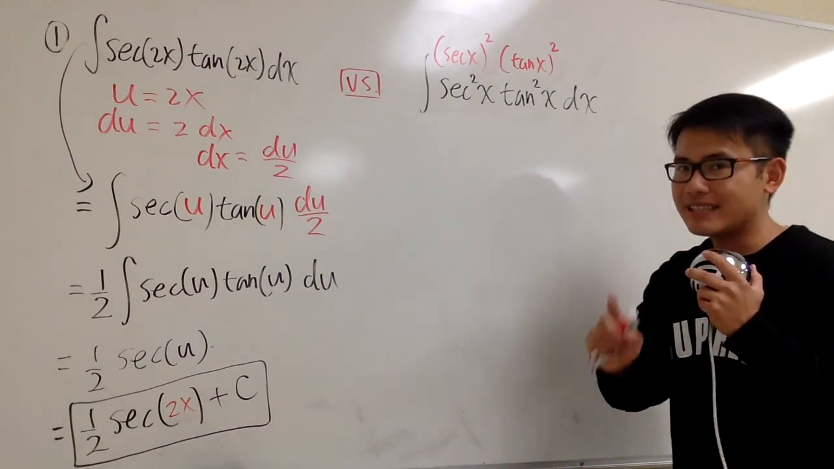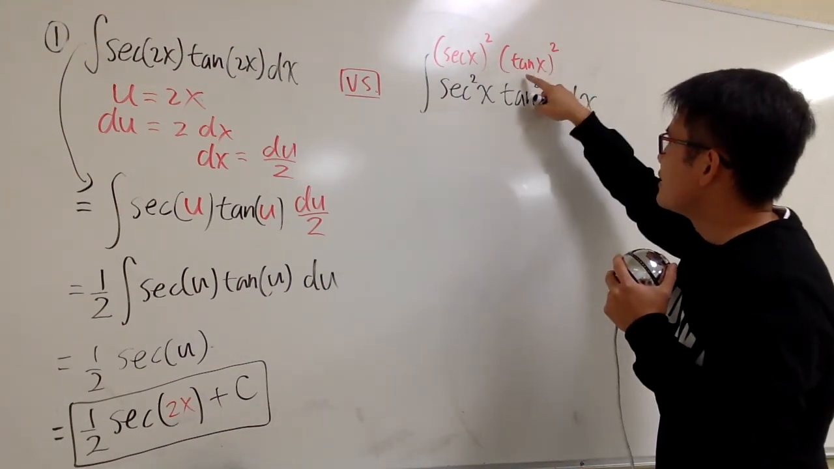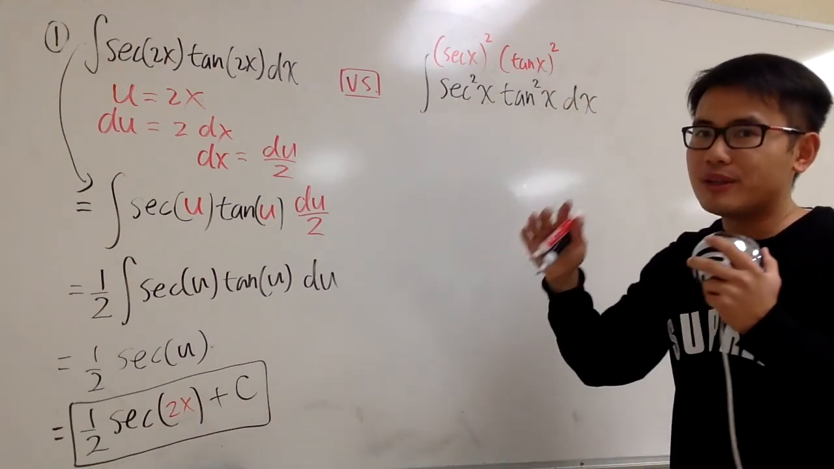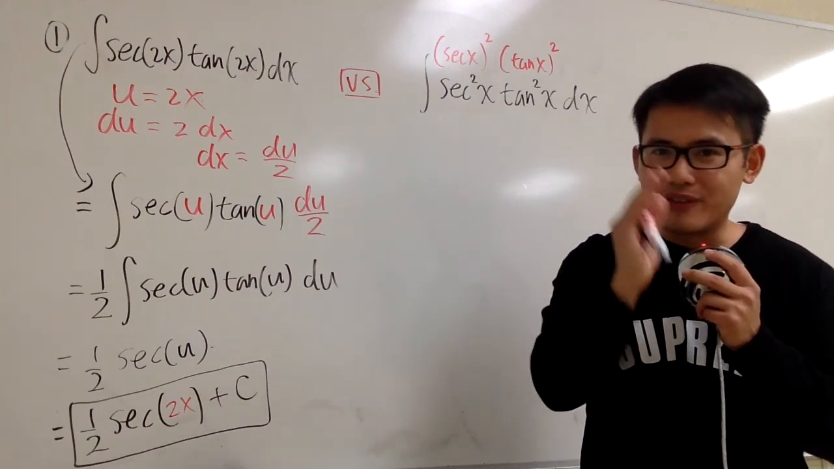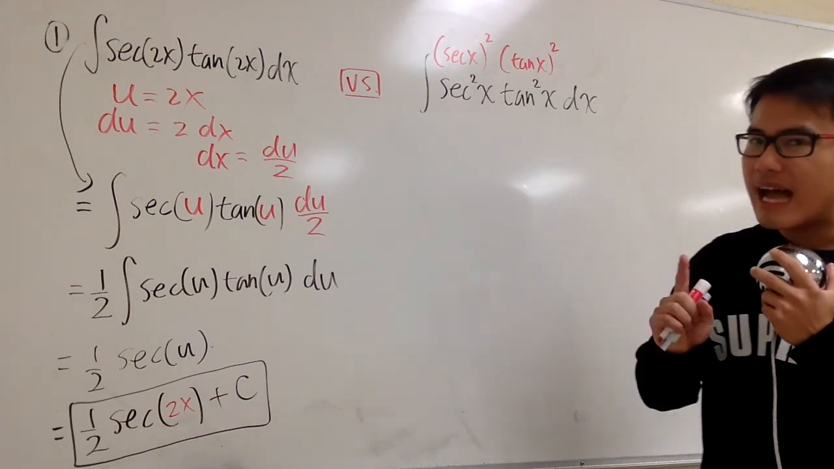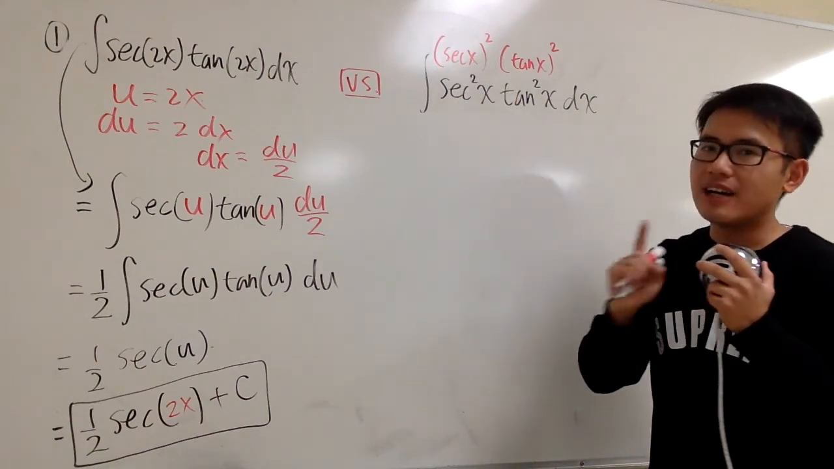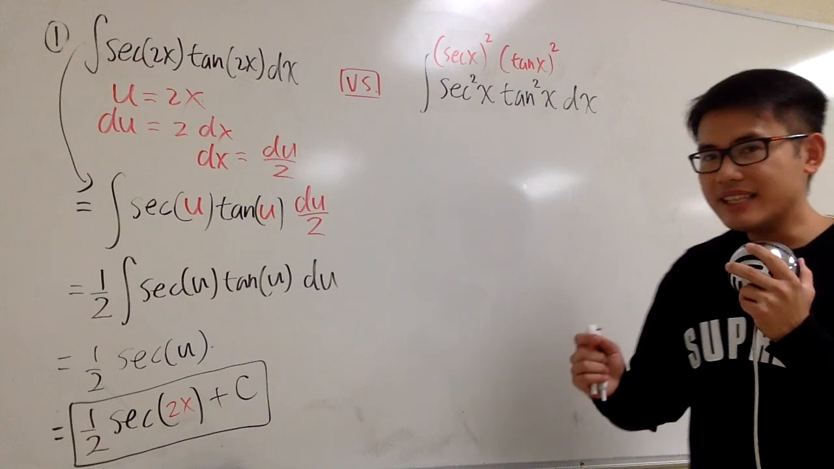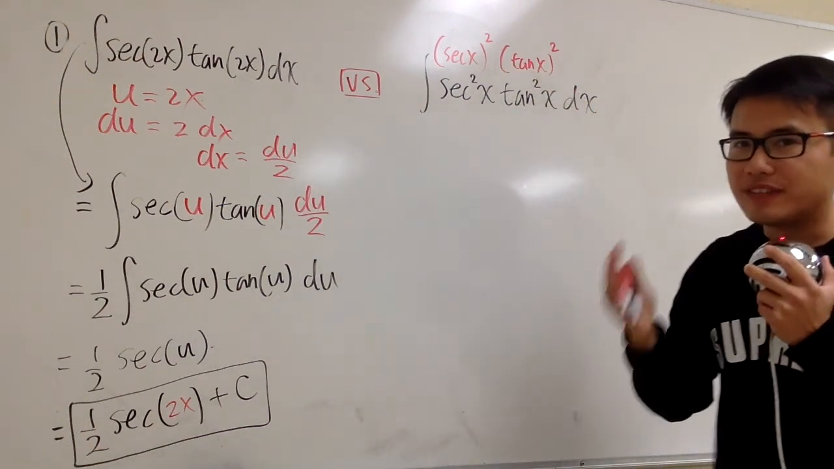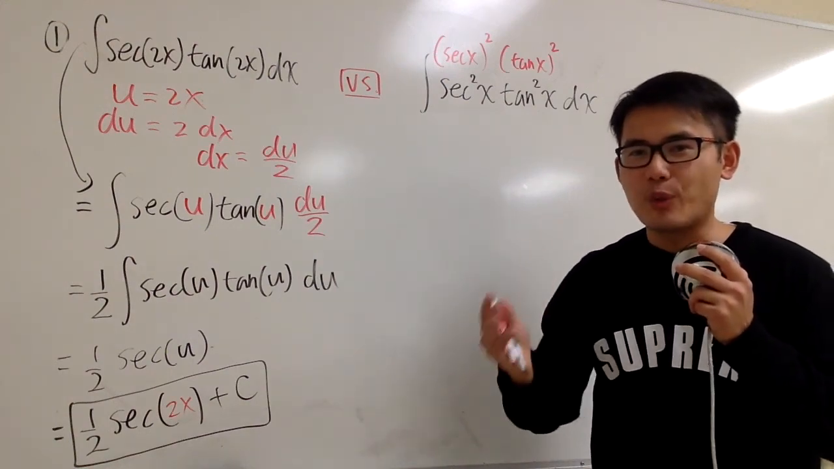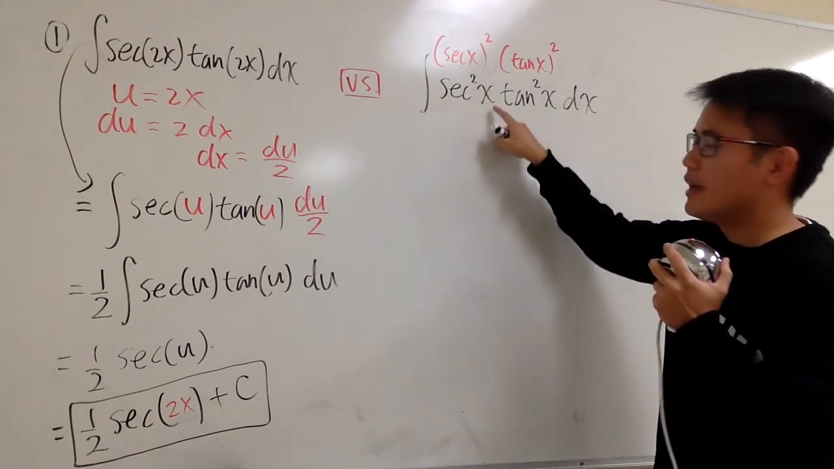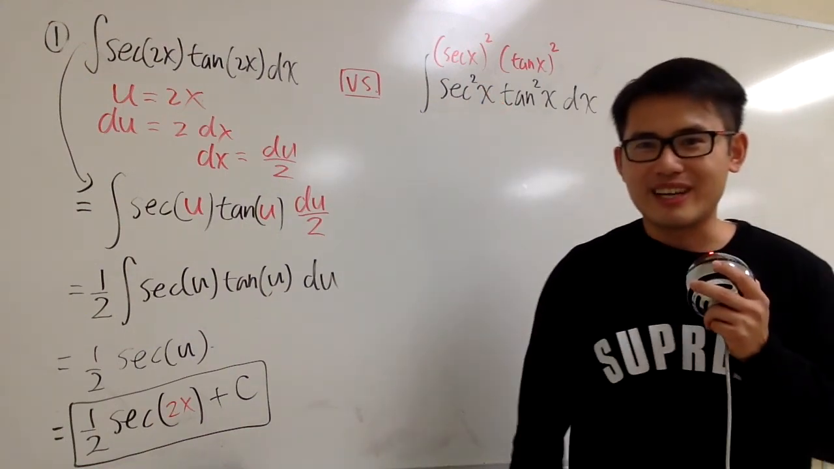However, if we do that, unfortunately right here, we have a tangent square x, right? The derivative of secant x is only secant x tangent to the first power x. So the tangent x cannot cancel each other out completely. That means secant x is not a good choice for u. On the other hand, if we choose u to be tangent x, the derivative of tangent x is what? It's secant square x, isn't it? We happen to have exactly secant square x right here. They will cancel each other out.